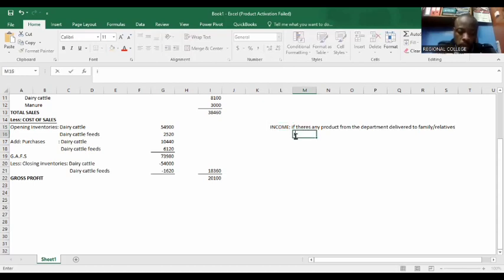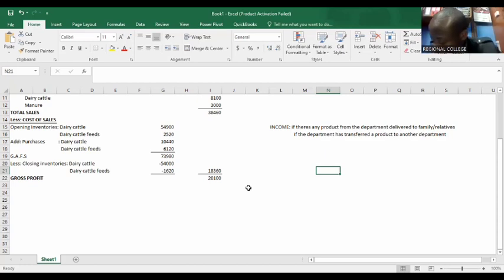Or if the department has transferred a product to another department. Those are the only things that we try to check. If maybe some meals were sold to the family or family consumption, those are incomes to the department. Again, if the department has transferred some product to another department. So you can go to additional information and check if there is one.